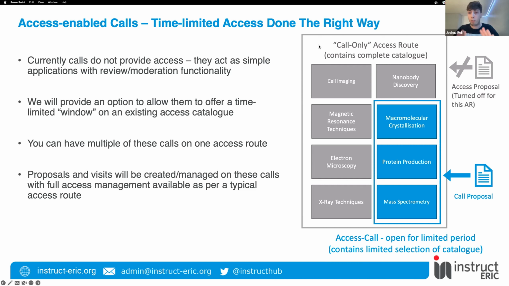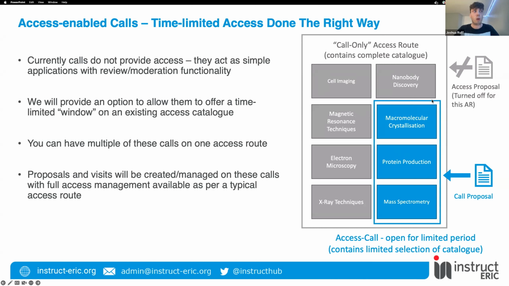So on the right here, and just for clarification, this is proof of concept. This isn't the UI you would see. This is an imagining of how these access calls would work. So an access route could contain all of these different categories. And here would be an idea of taking some of those categories and then setting up a temporary means of access via an access call. So you'd be able to go into these as a user and create a proposal the same way you would in an access route. And in terms of management, they will be based off of this access call.